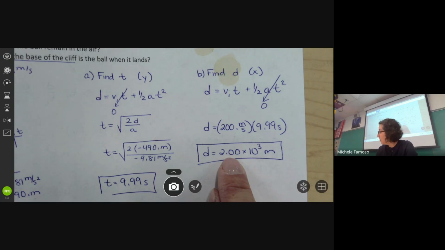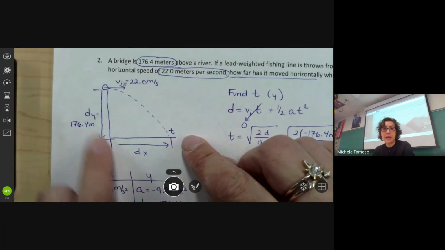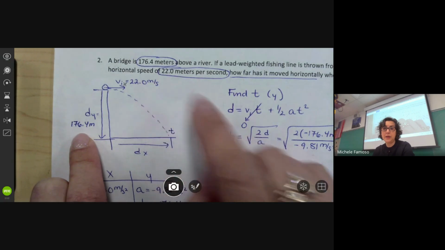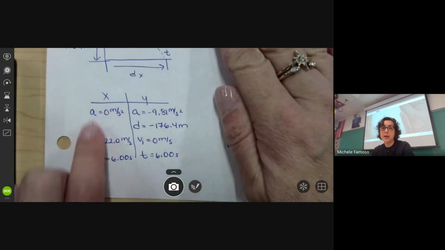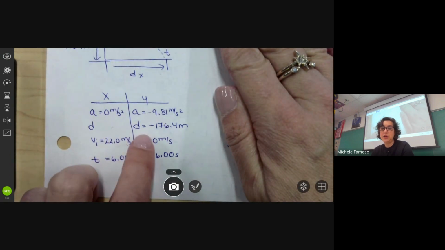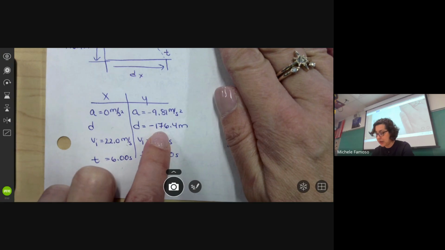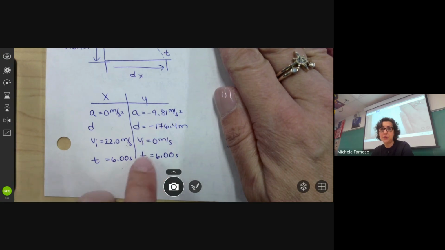Anything else? Kiara? Yep. Number 2. So here is my sketch. I knew the DY, the VIX, the DX, and the T are unknown. I'm going to go ahead and make my chart. I've got my A's. I knew the D in the Y direction was negative 176.4 meters. My VI in the Y is 0, and in the X, it's 22.0 meters per second.